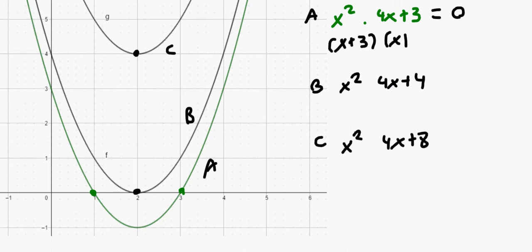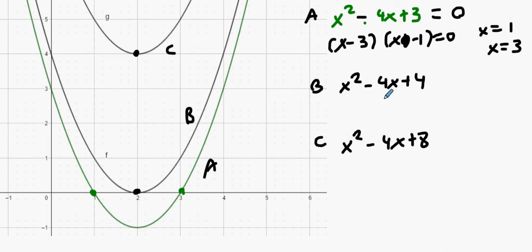Okay, so if we solve the first one, we're going to get x minus 3, x minus 1 equals 0, and then we'll get x equals 1 and x equals 3. And there they are there, aren't they? 1 and there, 3. What about the next one?